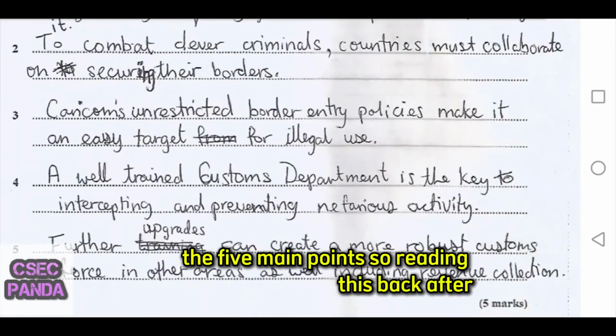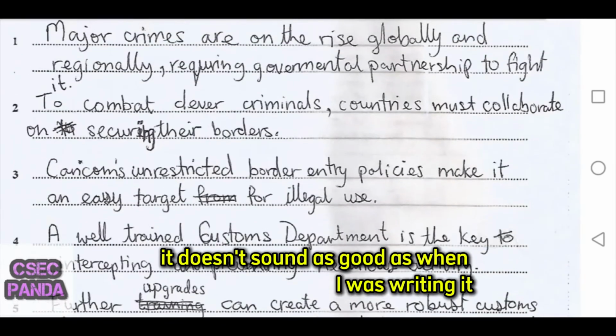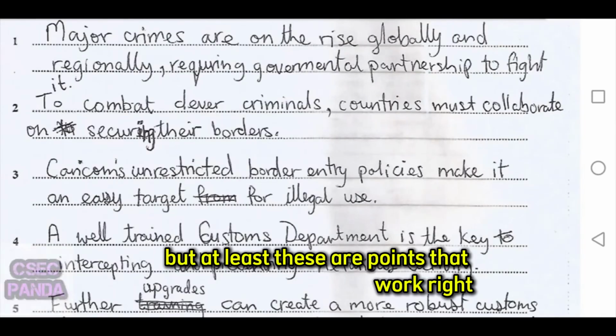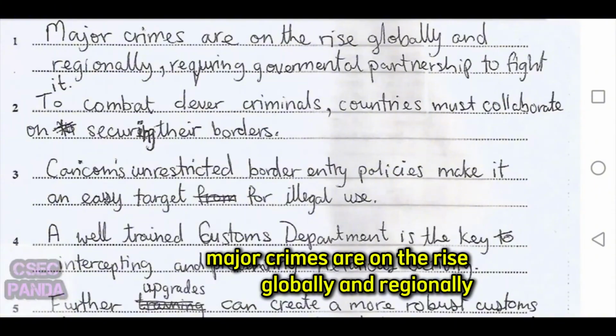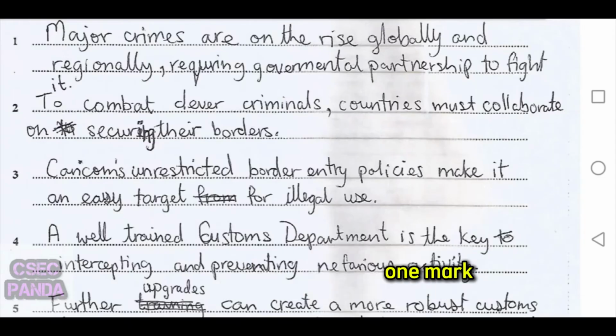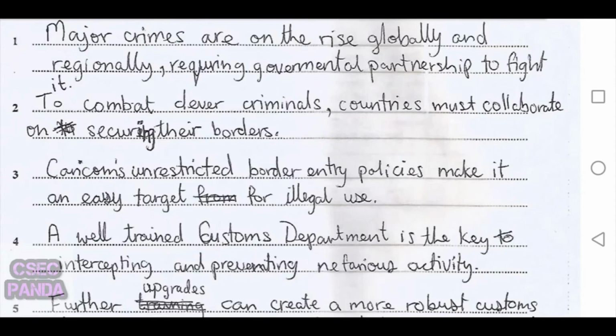After I'd spent about maybe 15 minutes planning that, I began to list the 5 main points. Reading this back after, it doesn't sound as good as when I was writing it, how I thought it was, but at least these are points that work, right? Major crimes are on the rise globally and regionally, requiring governmental partnership to fight it. Right, 1 mark. To combat clever criminals, countries must collaborate on securing their borders.